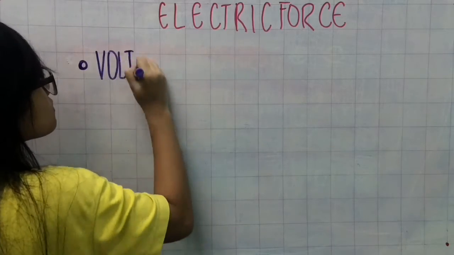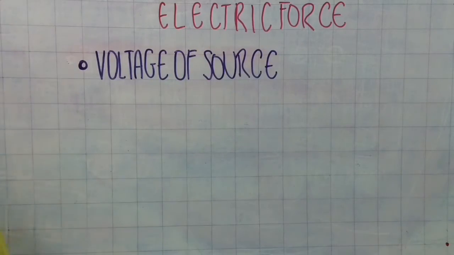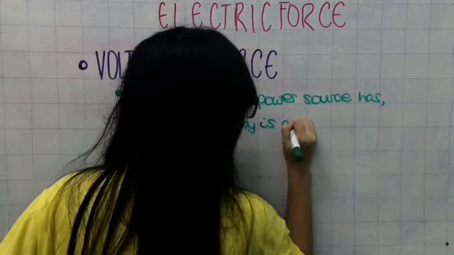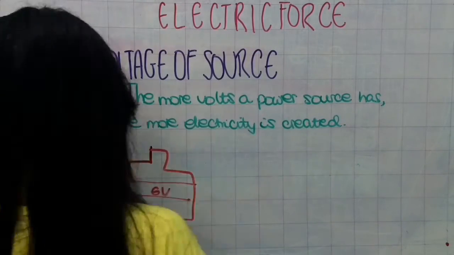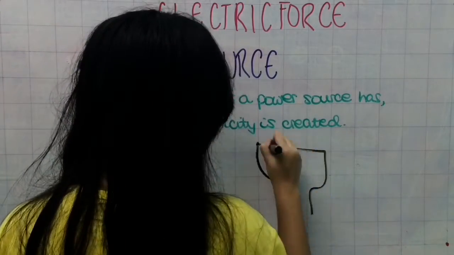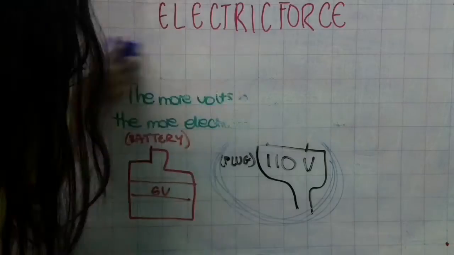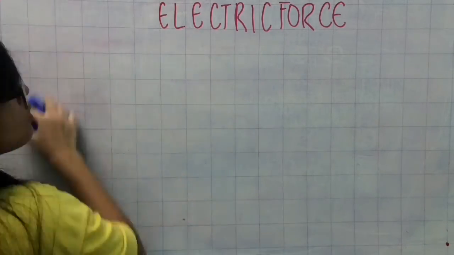The second reason is the voltage of the power source. The more volts a power source has, the more electricity it will create. Take a 6 volts battery and a 110 volts plug for example. The 110 volts plug will create more electricity because it has more volts.